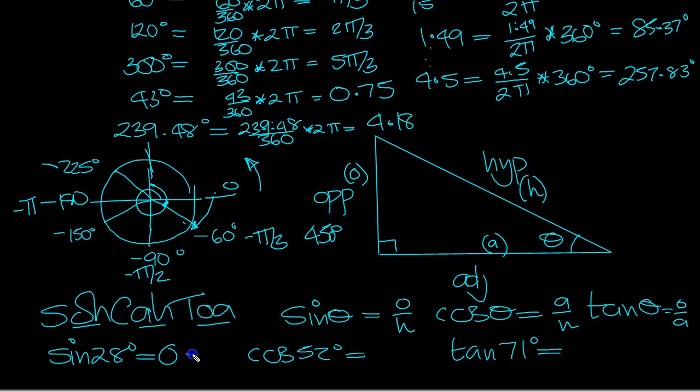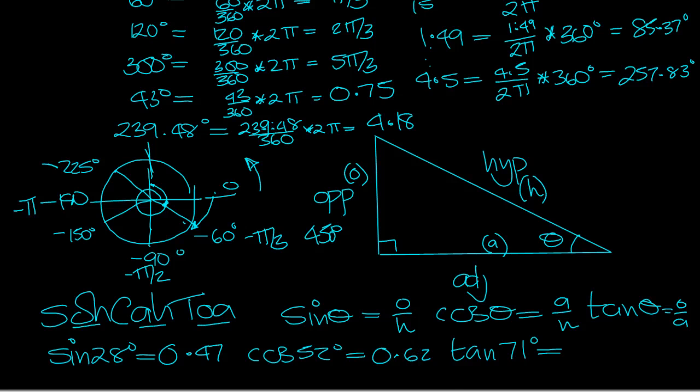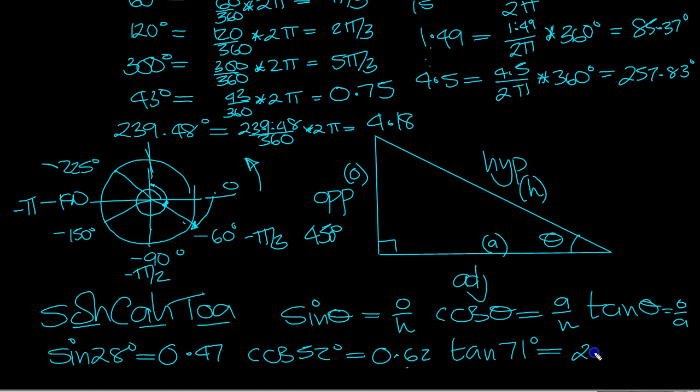Sine 28, 0.47 to 2dp. Cosine 52, 0.62 to 2dp. And tan 71, here it is here. In degrees mode, which we're in, 2.90. So there's sine, cos and tan then, and how we use them on the calculator.